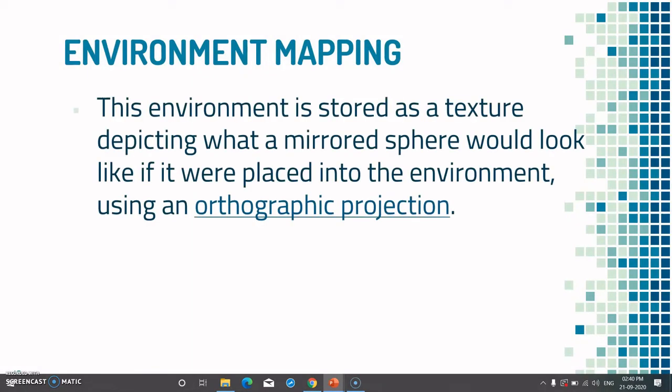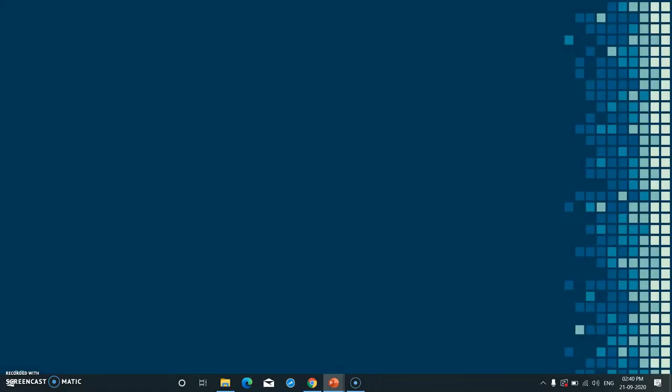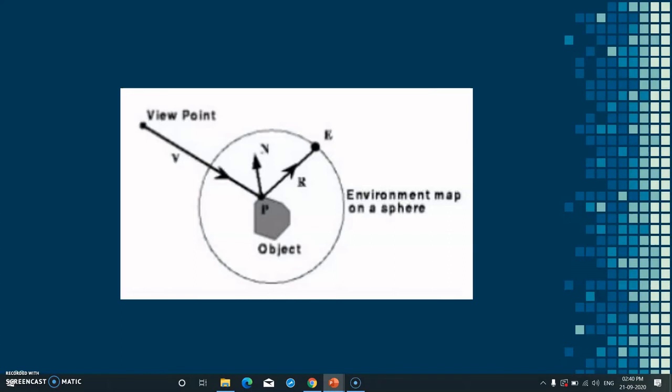This environment is stored as a texture depicting what a mirror sphere would look like if it were placed into the environment, using an orthographic projection. Now this texture contains reflective data for the entire environment except for the spot directly behind the sphere. So directly behind the sphere we cannot reflect the data. On other sides we can reflect the data for the entire environment. Now this is how it looks. We have an object, we have a viewpoint. Then we can environmentally map surfaces on a sphere.